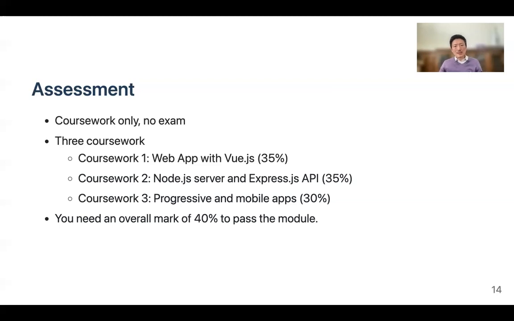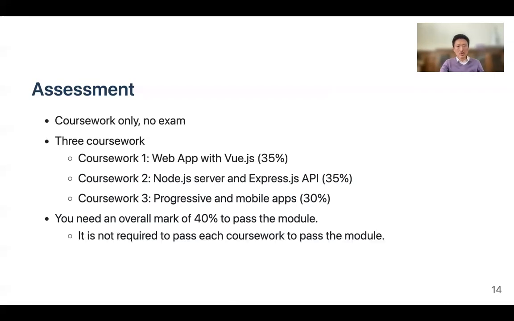Okay, you need 40% overall to pass the module, and obviously the maximum is 100%. And you don't need to pass each coursework. If you fail one of the courseworks, that's fine, you can still do well in the other two. For example, if you only got 5% from the first coursework, but you get 100% in the second and third, you can still get a first for the entire module. So if you didn't do well in one coursework, don't worry too much. Just try to pick up the pace, put in a bit more effort, and you still have a good chance of passing the module.